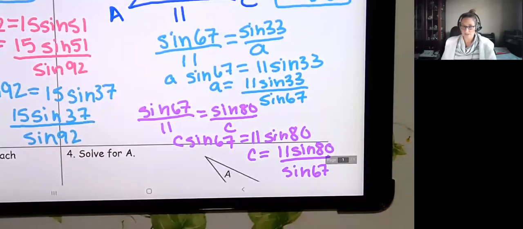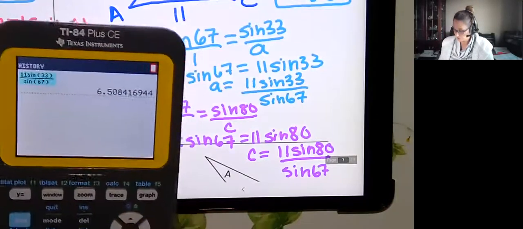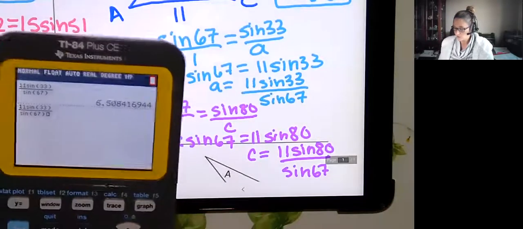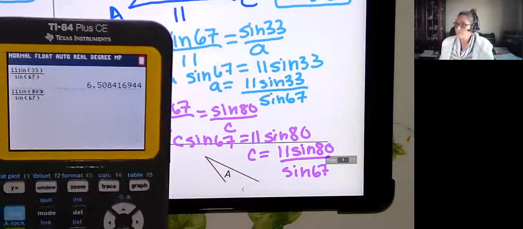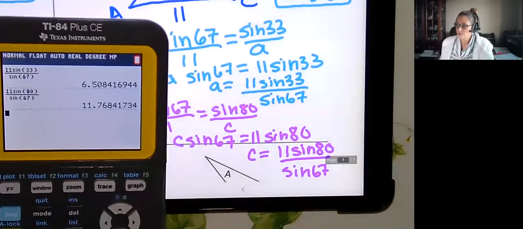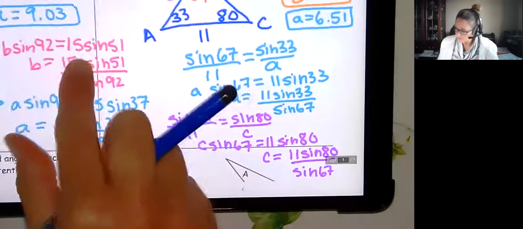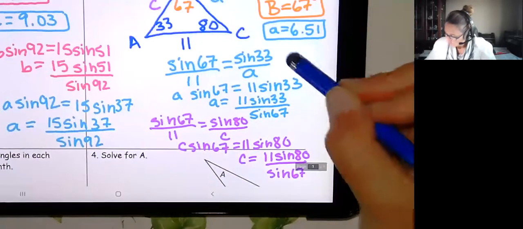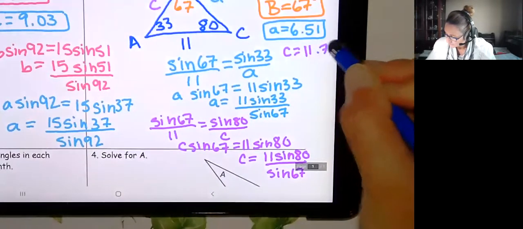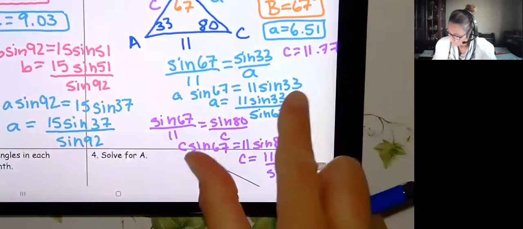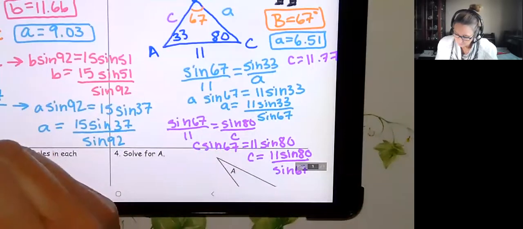And I'm going to put that into my calculator. Again, this is almost that. I'm going to change this to an 80. And I get 11.77 if I'm rounding. So my C is going to be 11.77. Let me space that better.